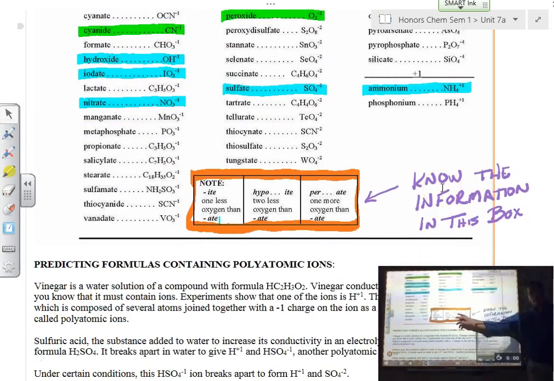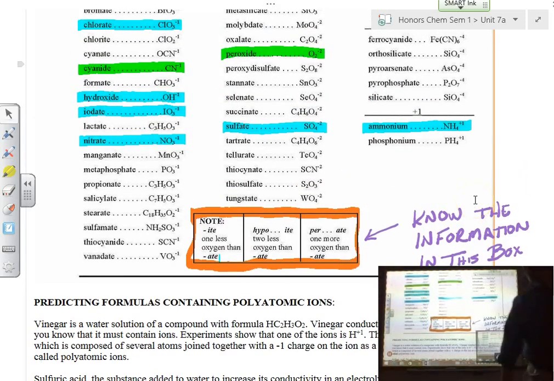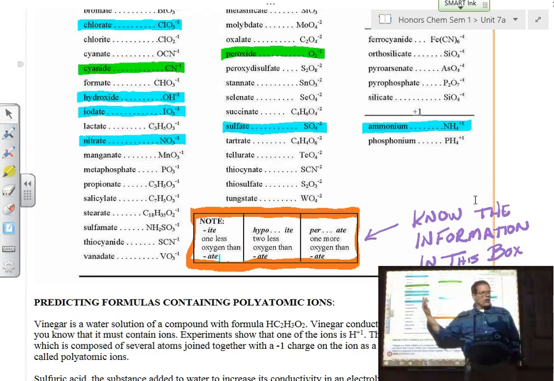you'll notice, and I'm not sure if some of you did this in ICP, do you remember using the ites, the hypo-ites, and the ates, or the pers? Does that ring any bells for those of you who've done this before? Okay. This right here, make sure you know this information in the box. Now, what this is saying is, let's look at chlorate, which is up there. Chlorate's a good one that I use a lot for this example. Chlorate is ClO3 with a -1 charge.